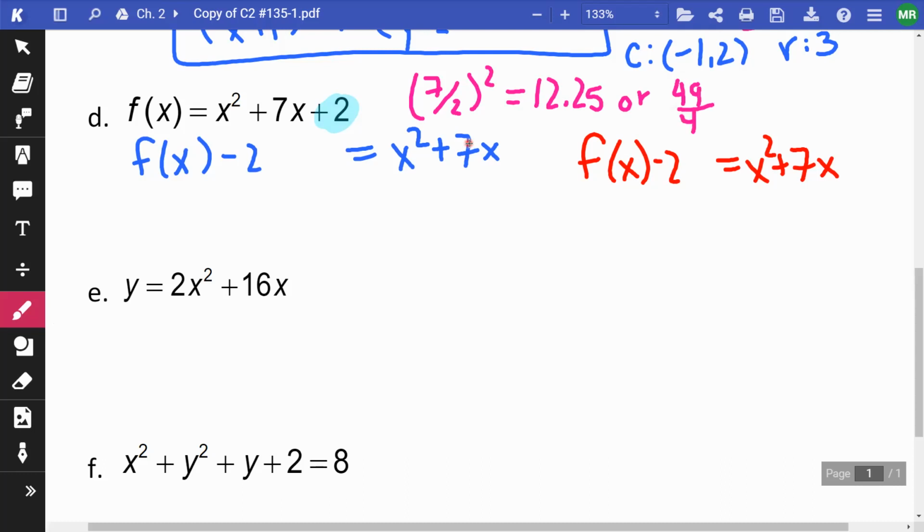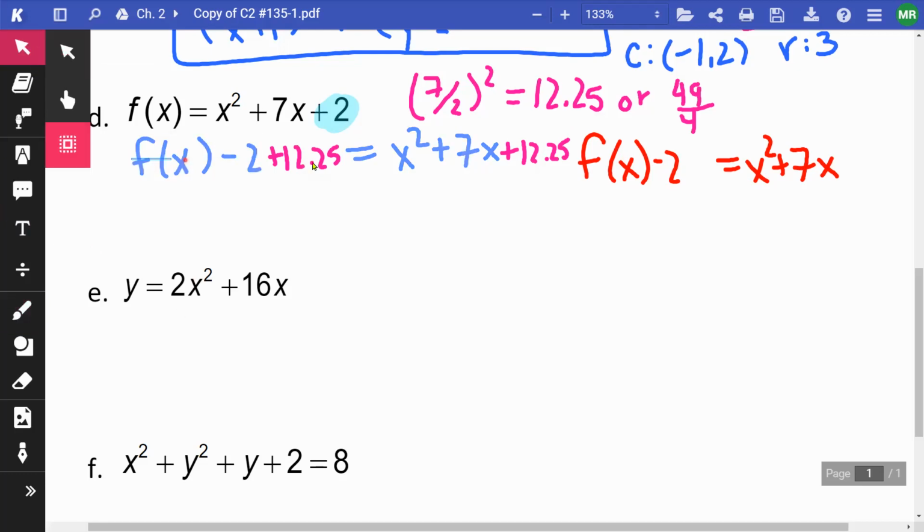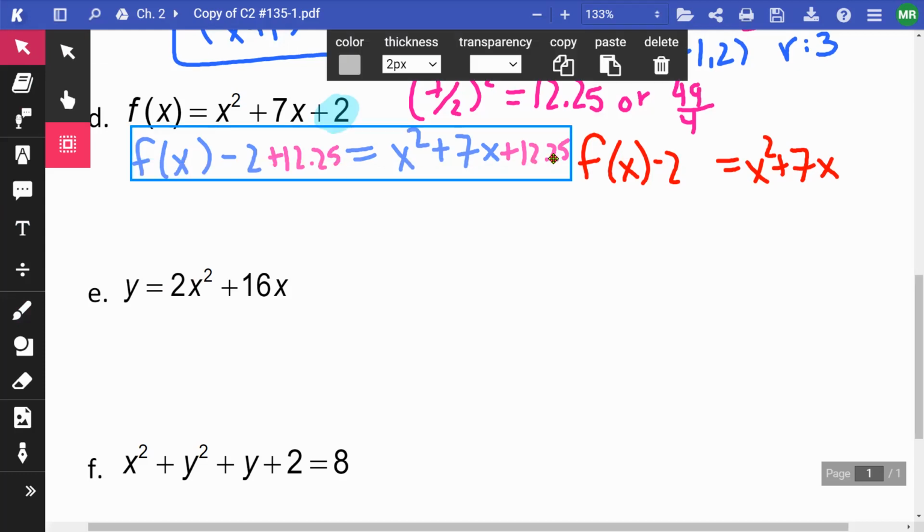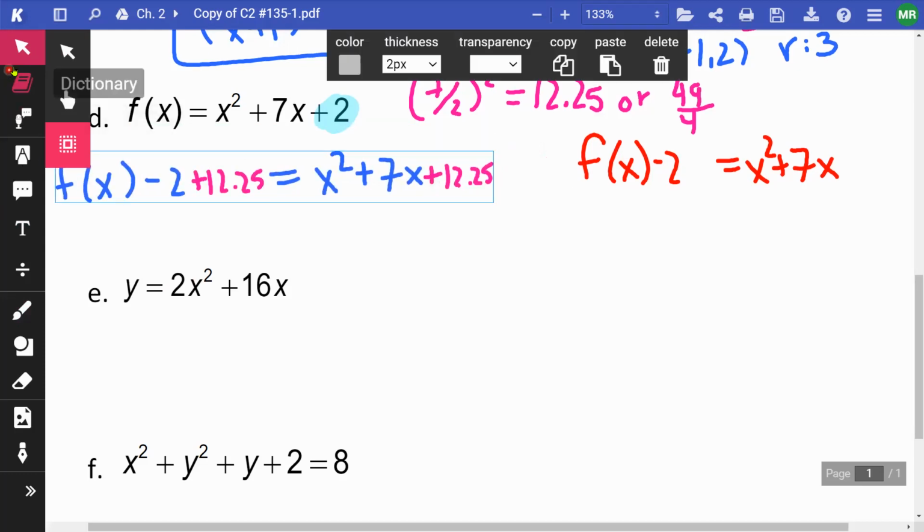So I could write it in both forms. Okay, so in the blue one, I'm going to write it as a decimal. And in the red one, I'm going to write it as a fraction. Okay, so I'm going to be adding 12.25 to both sides. 12.25. Let me see if I can just move this over.